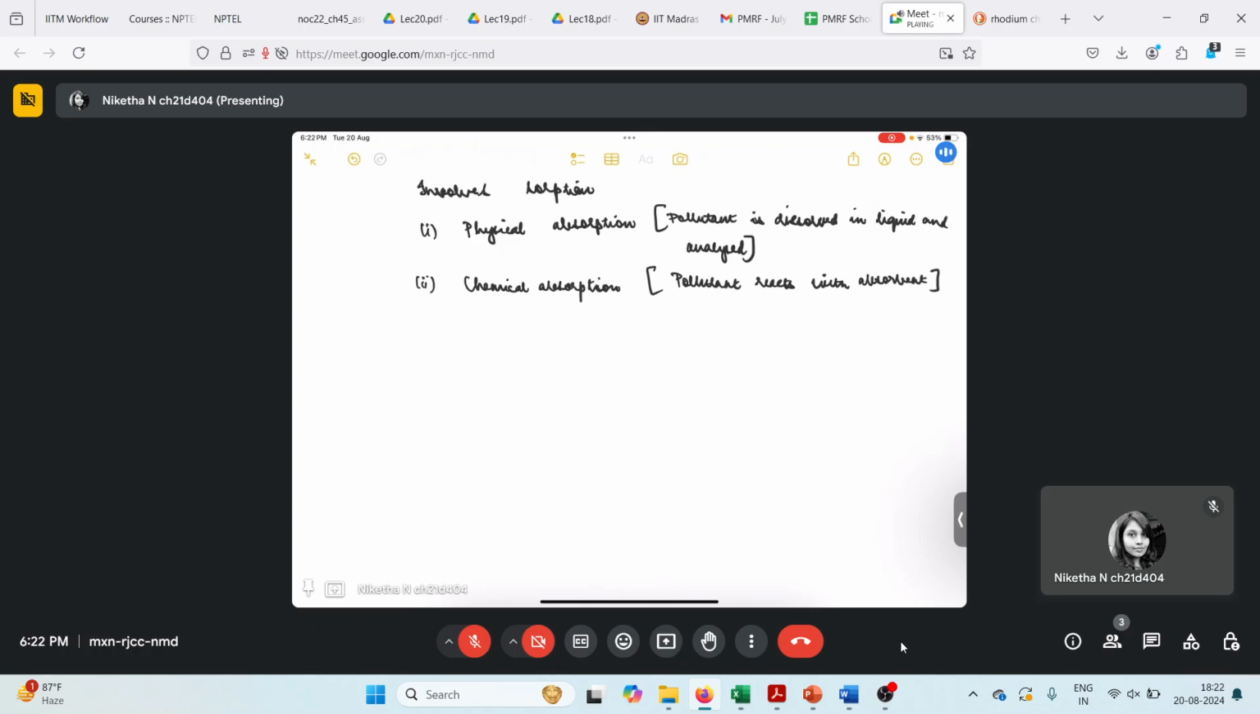Then we have absorption of gas and liquids. So here we have the bubbler and impinger type of device. It is very simple and the gas is just bubbled into the liquid. That will ensure that the gas is getting absorbed into the liquid. So the first one is the bubbler and impinger type.